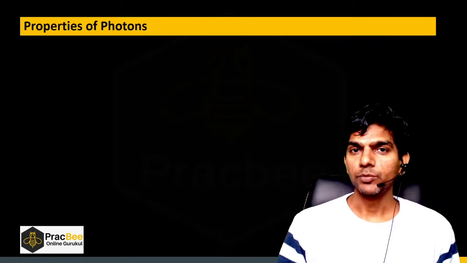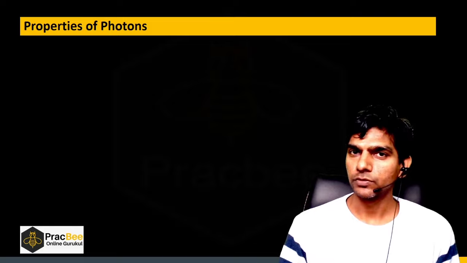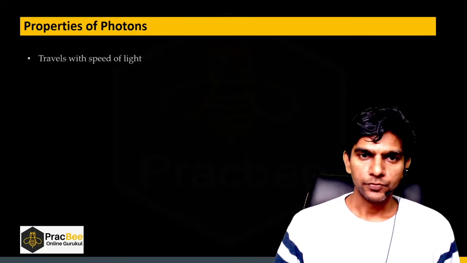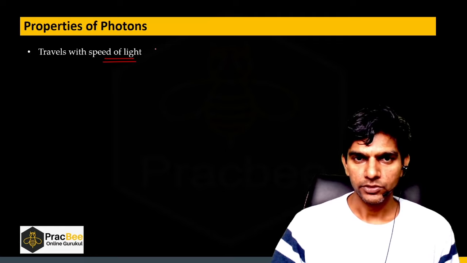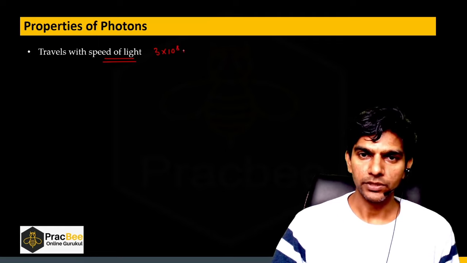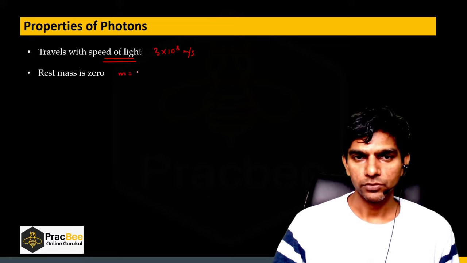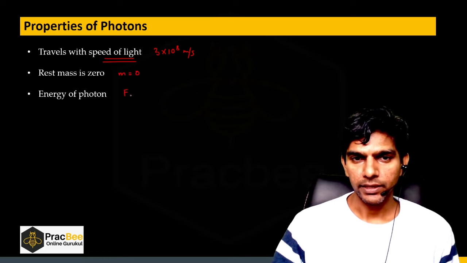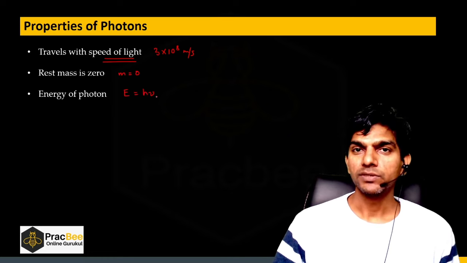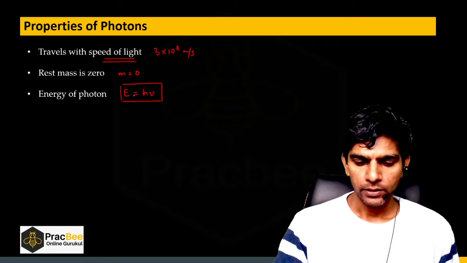Now let us come to a very important part, that is photons, right? Properties of photon, and we can expect a question from this particular section. First of all, photons travel with the speed of light, which is 3 × 10^8 meters per second in vacuum, and their rest mass is 0. Do remember this. The energy of a photon is given by E = hν, where ν is the frequency and h is Planck's constant. We have already studied this in Max Planck's quantum theory.